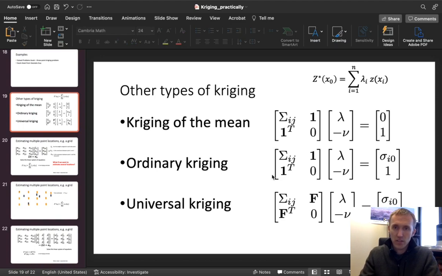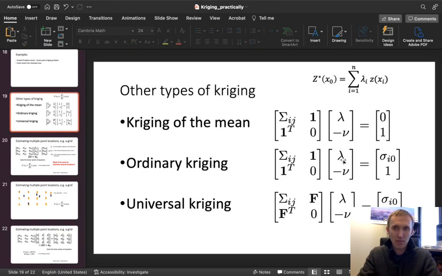And now if we compare to this set of expressions, we still have sigma ij. We've got this augmented matrix here. We've got lambda and minus nu. And then now, instead of 0 and 1, we have sigma I naught and 1. This should look very similar to our simple Kriging equations, where we had sigma ij times lambda equals sigma I naught. And so basically what you can see is we've combined simple Kriging with Kriging of the mean in some way. And again, this is derived in the other video. We've combined them together, and now we can estimate a value.